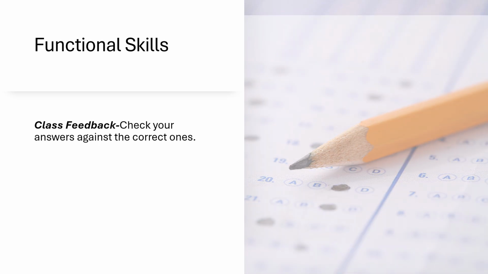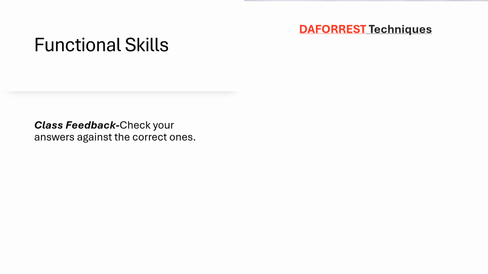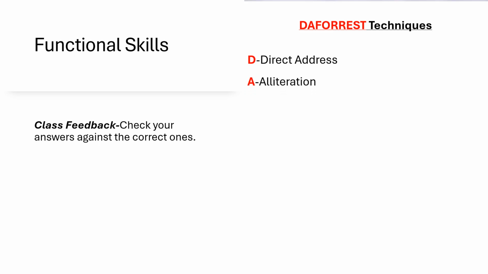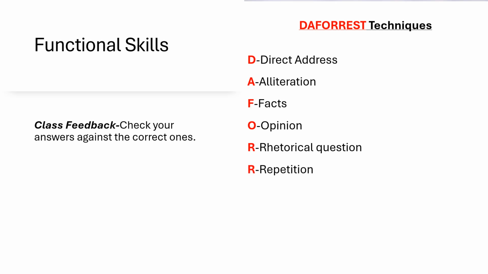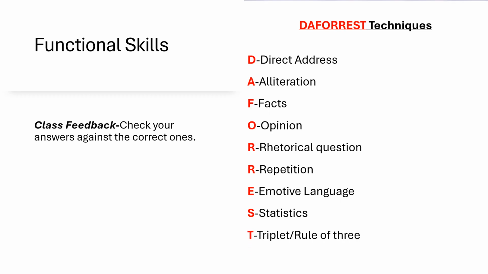So again, if you're not too sure what we mean when we talk about our DeForest techniques, this is what each of the letters within the acronym stands for. So the first one is direct address, then we have alliteration, facts, opinion, rhetorical question, repetition, emotive language, statistics, and a triplet.